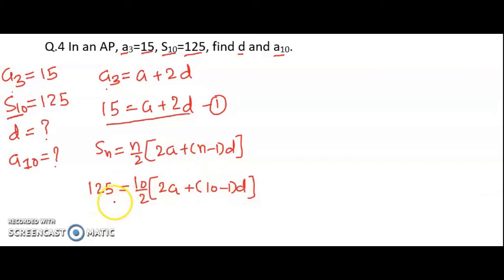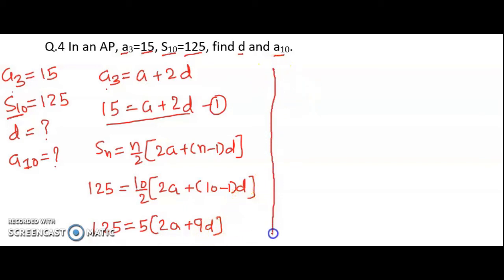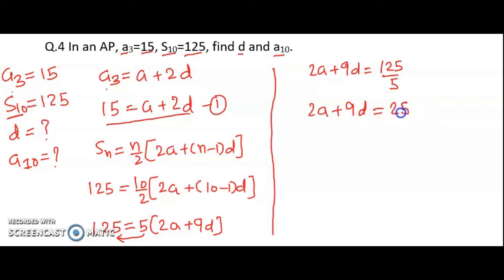So if you simplify this, you get 125 equal to 10 divided by 2, that is 5, times 2a plus 10 minus 1, that is 9d. Further, if you simplify this, this 5 will go into the denominator, so we get 2a plus 9d equal to 125 divided by 5. So we get 2a plus 9d equal to 25. So here we get another equation. This is equation number 2.